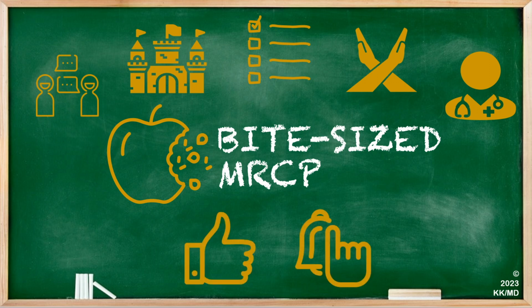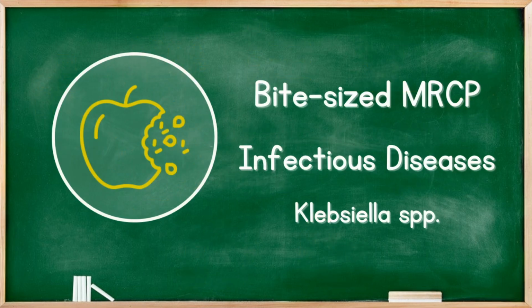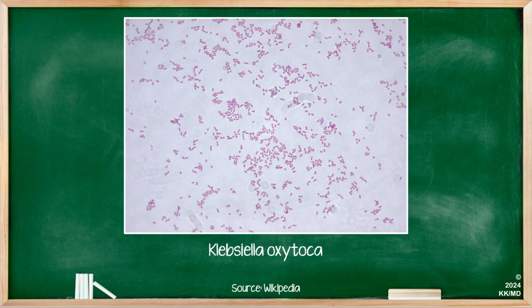Now, without further ado, let's get into today's topic, which is on Klebsiella species under the section of infectious diseases. So this is the picture of Klebsiella oxytoca. It's not very common for MRCP to ask you about histology or microbiology slides. However, they are within their rights to still ask you some of these questions as part of the written exam in part 2. So I would have a broad idea of what the common bacteria and histology slides would look like for different diseases.